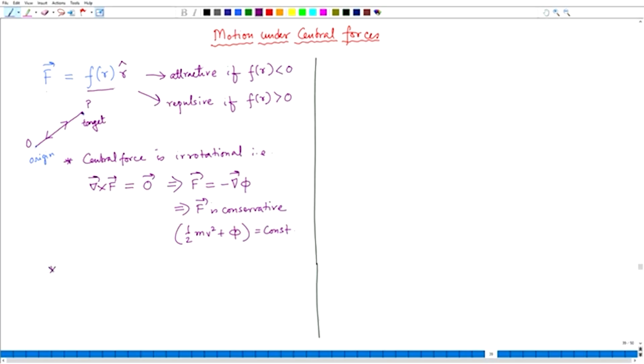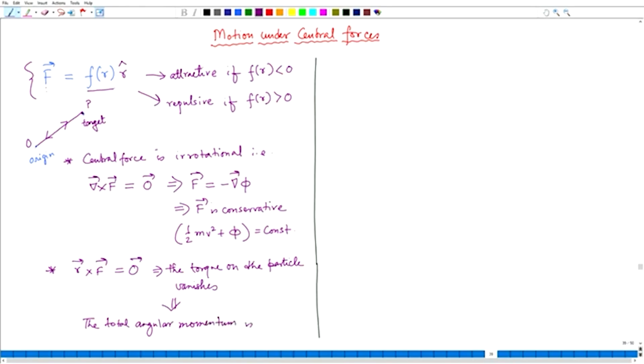Second point, we also said that since f is always acting along r cap, whether it is positive or negative, that is not really mattering here, if it is just parallel to r cap, then r cross f is another null vector, which means that the torque on the particle vanishes, and this means that the total angular momentum is conserved.